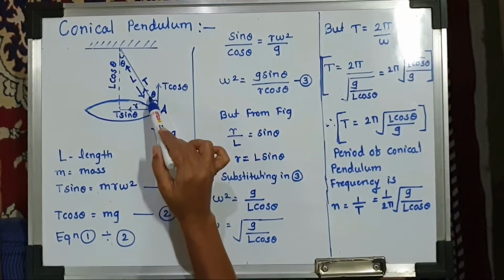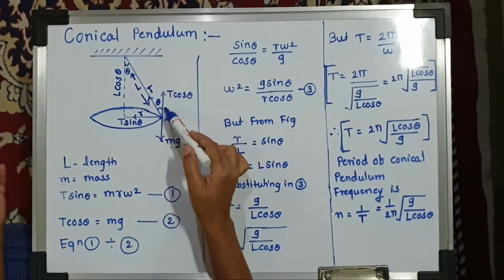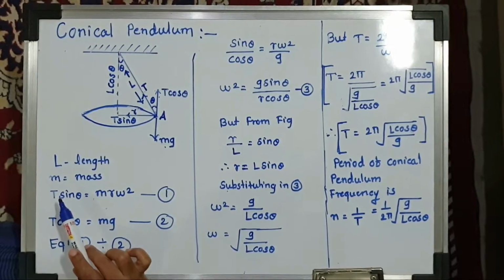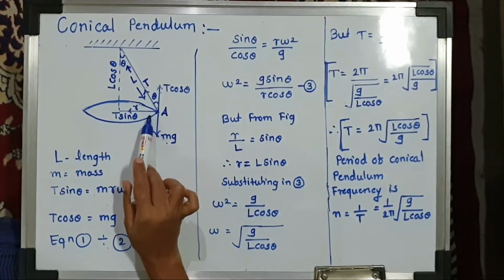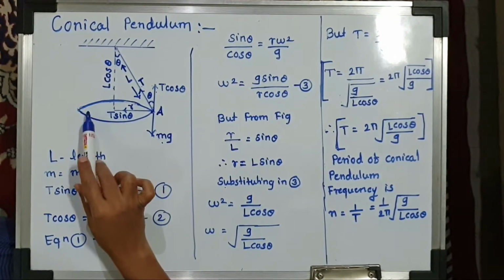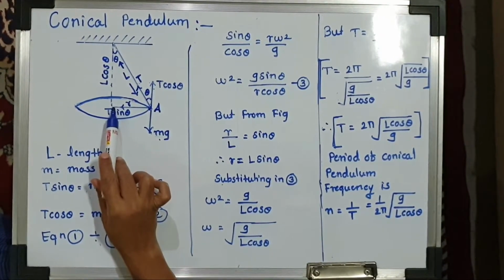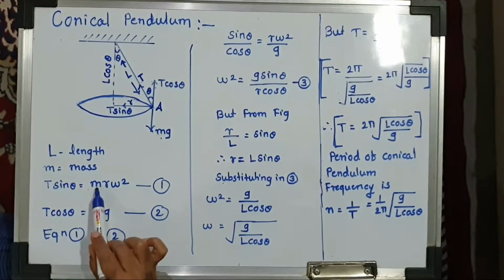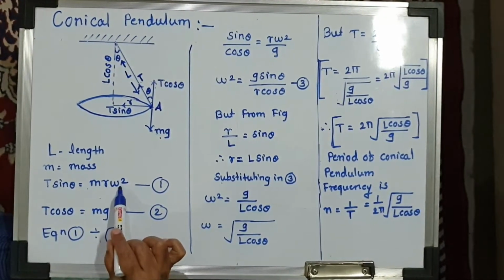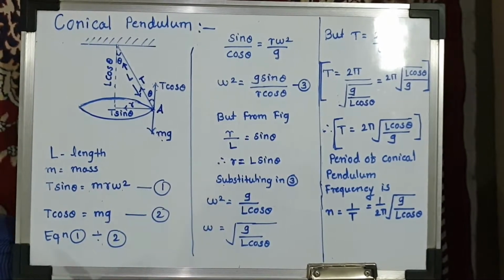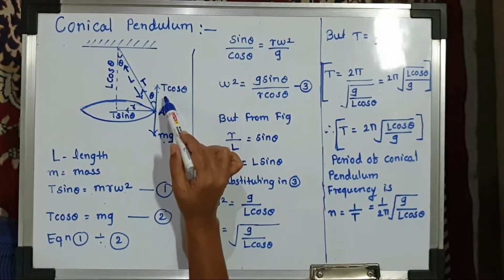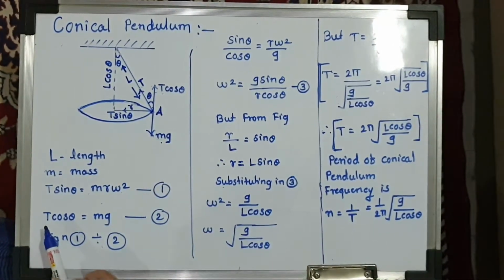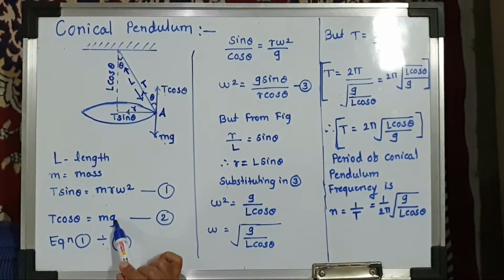Now we can resolve this tension into two components. The vertical component is T cos theta, the horizontal component is T sin theta. This horizontal component is towards the center of the circular path, so it is acting as a centripetal force. So I can write T sin theta equals m r omega square. Omega is the angular speed of this tiny mass. Now this vertical component of tension, T cos theta, gets balanced by its weight. So I can write T cos theta equals mg.